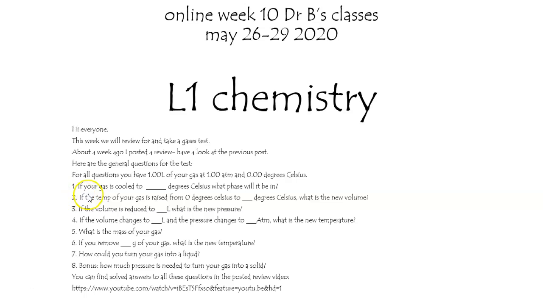And the first question will say, hey, if your gas is cooled to a certain number of degrees Celsius, what phase will it be in? So I would make sure that I know the melting point and the boiling point of your gas under normal conditions. That means 1 atmosphere. Question number 2, if you took your gas and raised it from that 0 degrees, as all questions begin, to a certain temperature in degrees Celsius, what's the new volume? Notice in this case that we have T1 and T2, V1 and V2. This sounds like Charles's law.